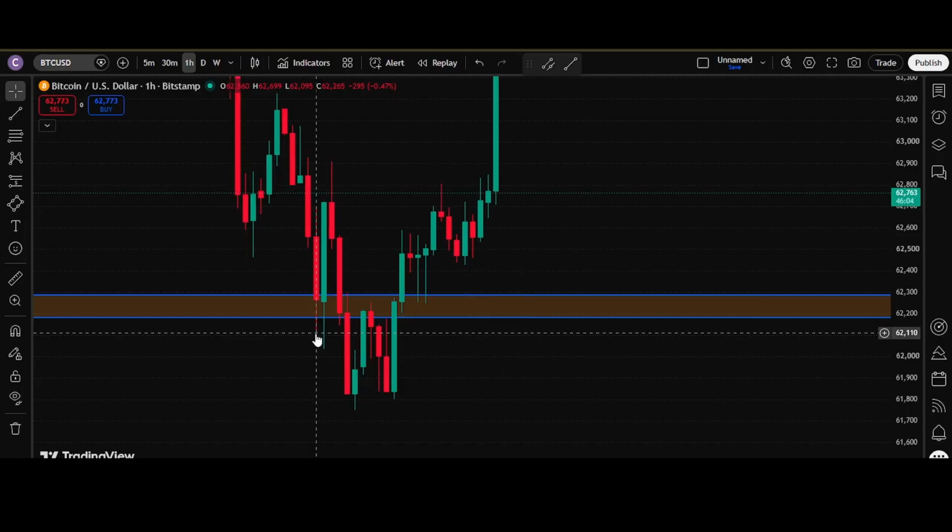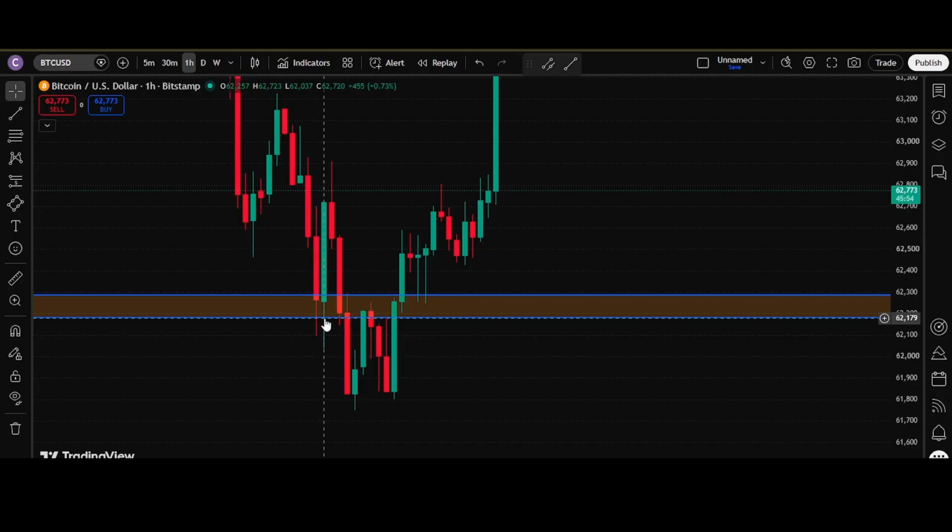Here, you can see the market took the liquidity of the daily timeframe zone two times on the hourly timeframe. It swept the daily timeframe zone liquidity, then it swept the liquidity of the previous sweep candle. And then you can see the result in front of you. This is how the liquidity sweep works.